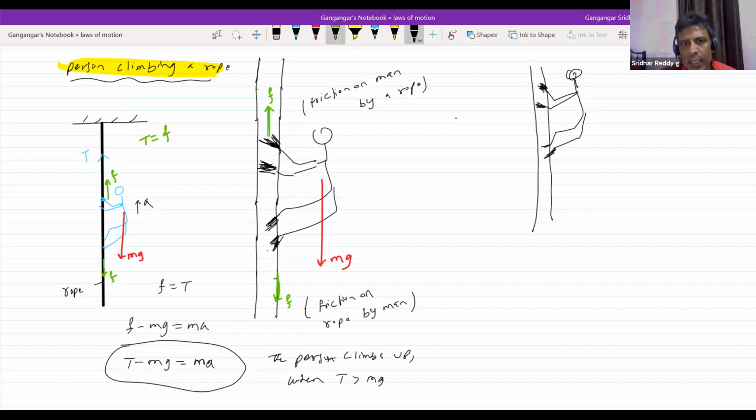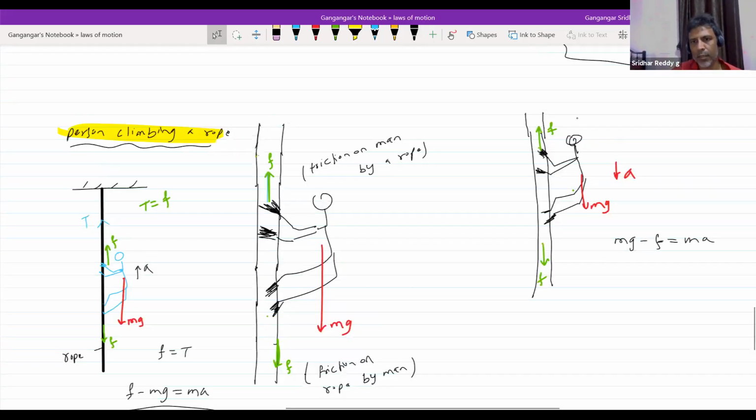So the person here, now also the friction on the rope will be F. This is mg. When you slide down, mg minus F equal to ma. So again, what is that F? F should be equal to T, no?